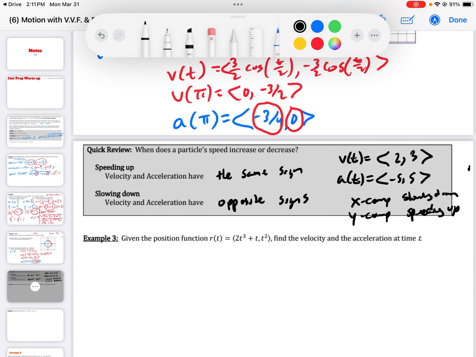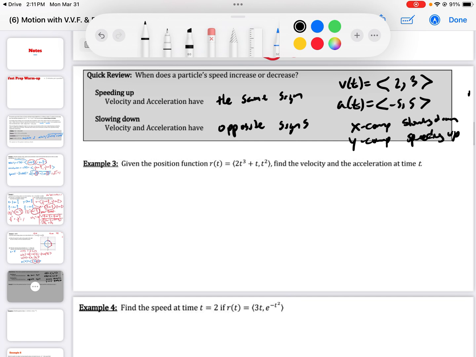Since the x's have opposite signs, it's slowing down. Since the y components have the same sign, it's speeding up. So it can go either way. I've got to look at the x's and the y's. One could be speeding up while the other is slowing down, or they could both be speeding up, or both be slowing down.